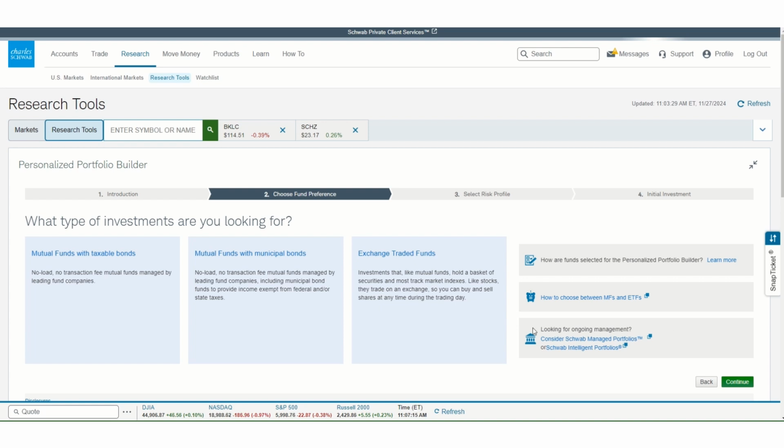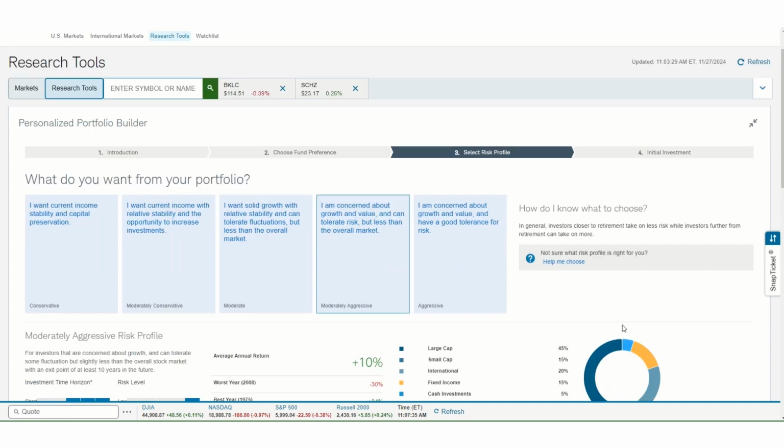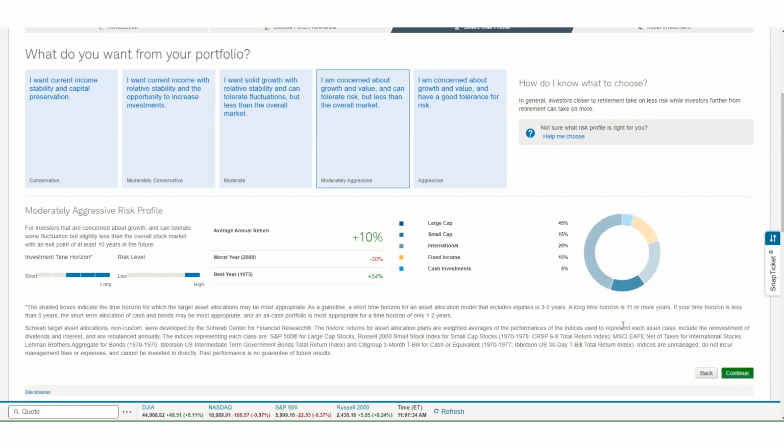Once we click on that and hit continue, the next thing it wants to know is my risk tolerance. And I have 5 different choices going from conservative to aggressive. So I am going to start out by saying I am moderately aggressive. And once I do that, notice it shows me my desired asset allocation should be 80% stocks and 20% bonds.